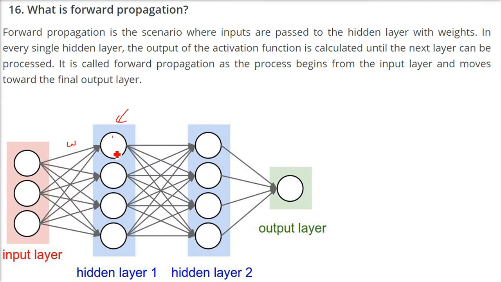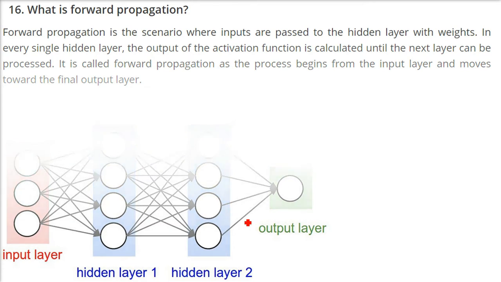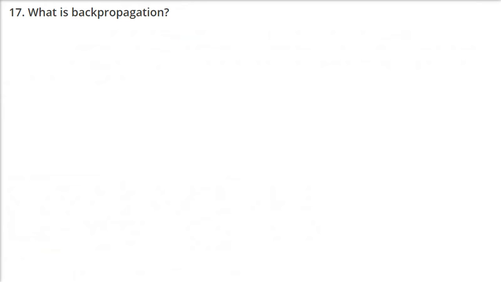In every single hidden layer, the output of the activation function is calculated until the next layer can be processed. It is called forward propagation as the process begins from the input layer and moves on and on till it reaches the final output layer. This is forward propagation. The reverse of this is backpropagation.